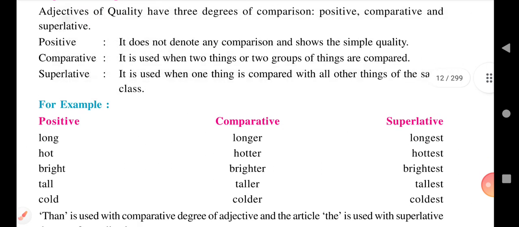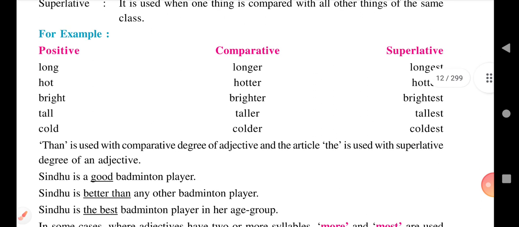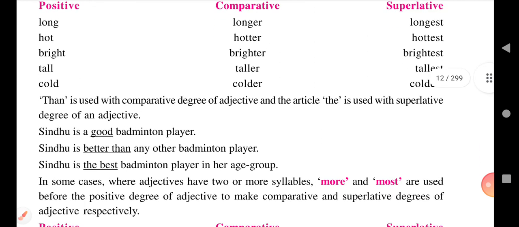For example, positive: long, hot, bright, tall, cold. Comparative: longer, hotter, brighter, taller, colder. Superlative: longest, hottest, brightest, tallest, coldest. The word than is used with the comparative degree of an adjective, and the article the is used with the superlative degree of an adjective. Sindhu is a good badminton player. Sindhu is better than any other badminton player. Sindhu is the best badminton player in her age group.